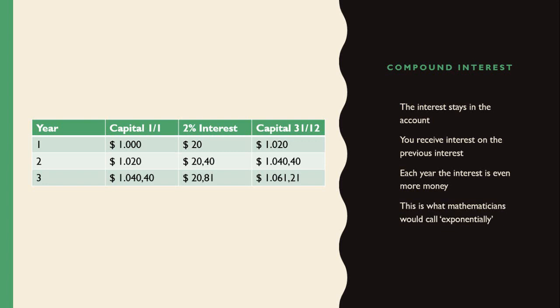This is an exponential function. So this form of interest, compound interest, grows much faster.